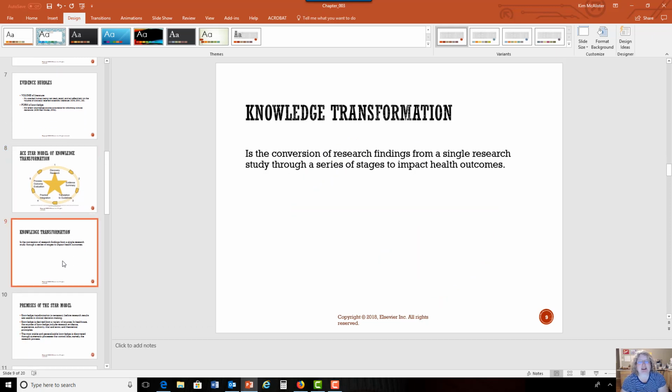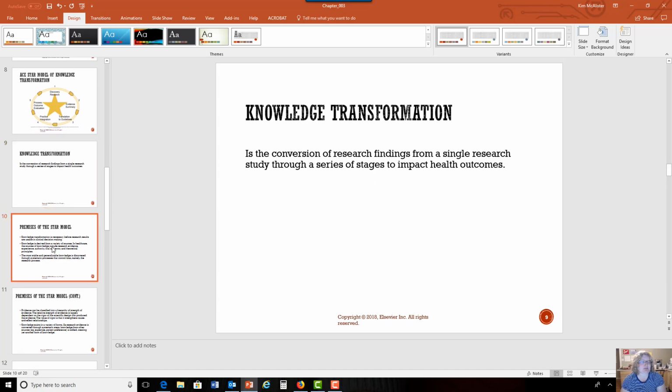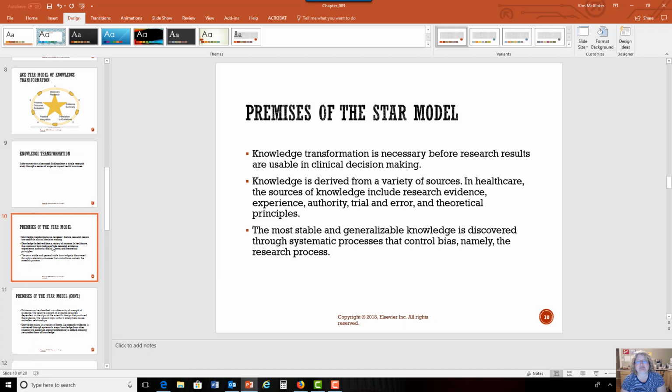So knowledge transformation is where we take the research findings from a single study and we go through a series of stages and determine if it's capable of impacting health decisions. So the premise of the model is that knowledge transformation has to happen before we can do something meaningful with the research. We have to be able to put each of these studies into some type of practice, and sometimes they can and sometimes they're not.